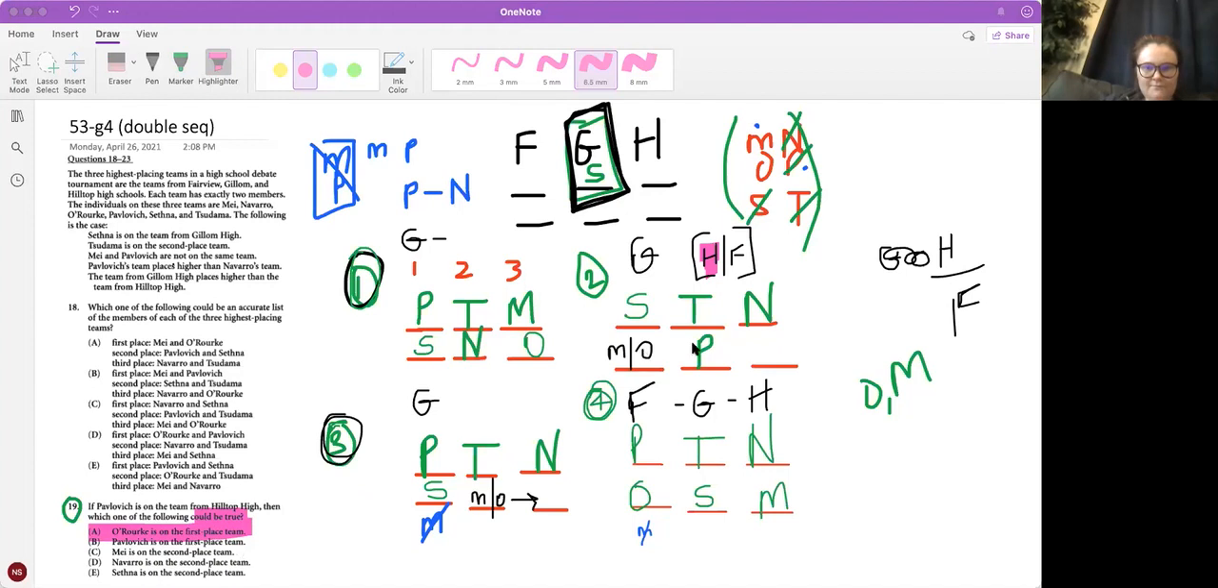Because P is nowhere on the second team. Yeah, it's on the second. Fabulous. Why is C wrong? Same reason. M has to, well, where does M have to be? Or where could it be? Only first or third. Yep.